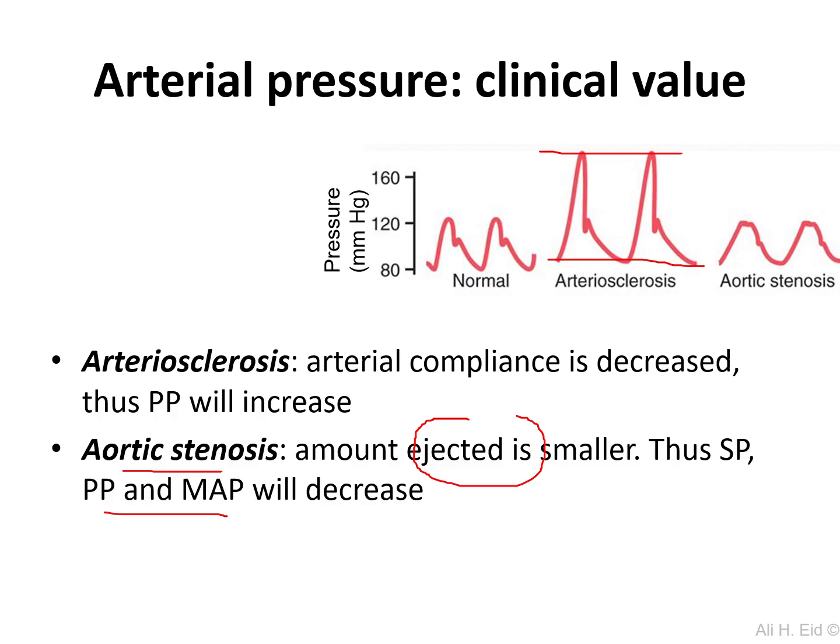There are a couple of equations that we mentioned a while ago. One is compliance is equal to delta V, volume, divided by delta P, pressure, and the pulse pressure is roughly stroke volume divided by compliance. So it's directly proportional to stroke volume, inversely proportional to compliance.